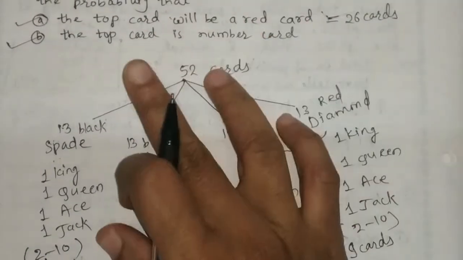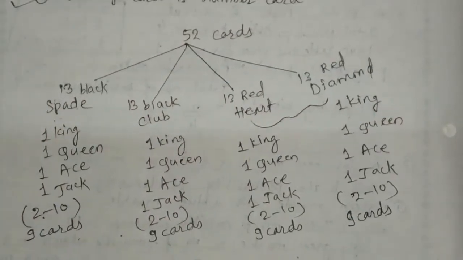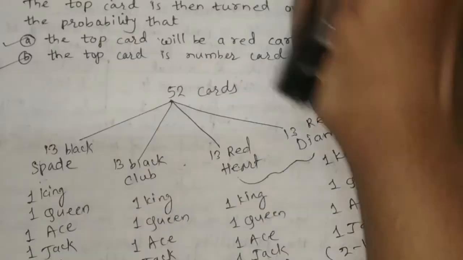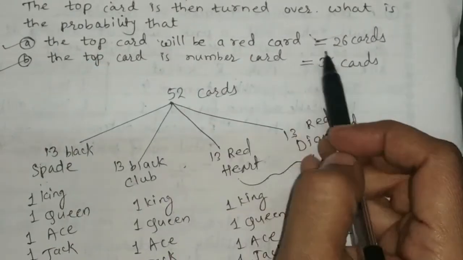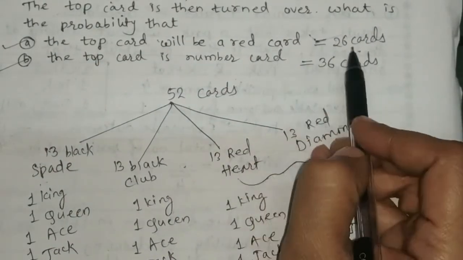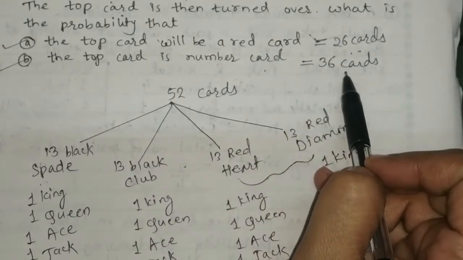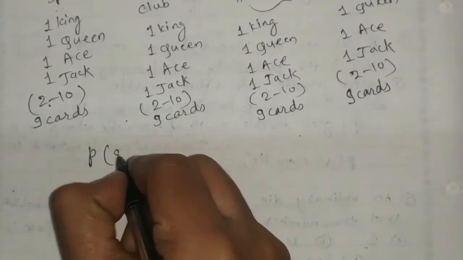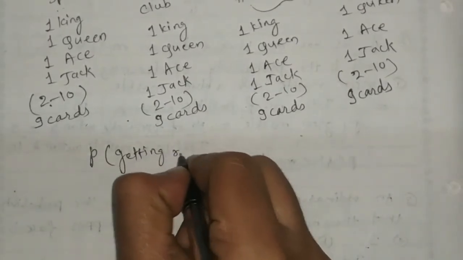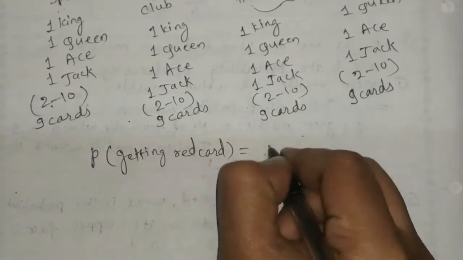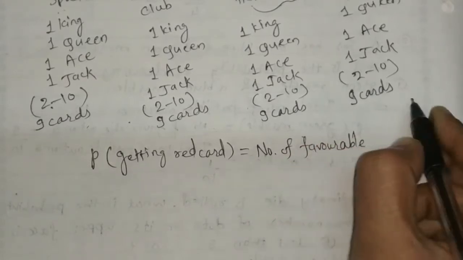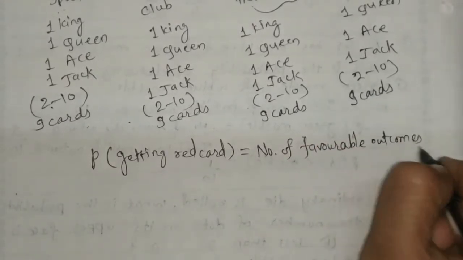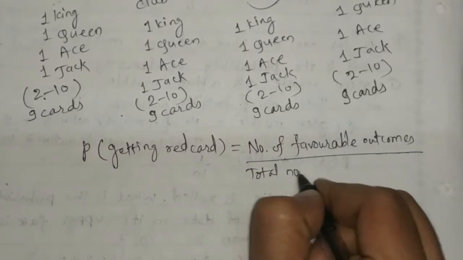So here we have to find out whether the top card is a numbered card. Numbered cards are here 9, 9, 9, 9, so we have a total of 36 cards which are numbered cards. Here I have written the favorable cards: for getting red they are 26, and for a number card they are 36. So now we will write down the probability of getting a red card, which is equal to the number of favorable outcomes divided by the total number of possible outcomes.